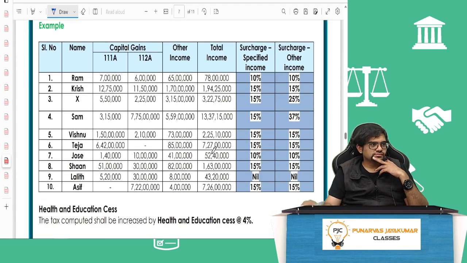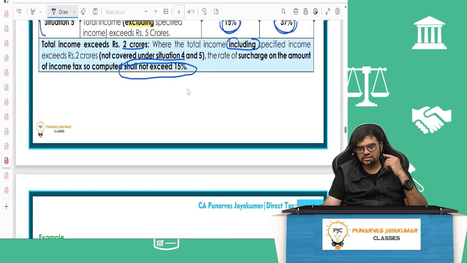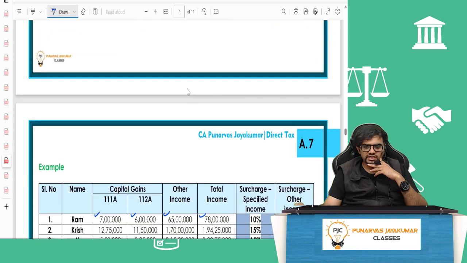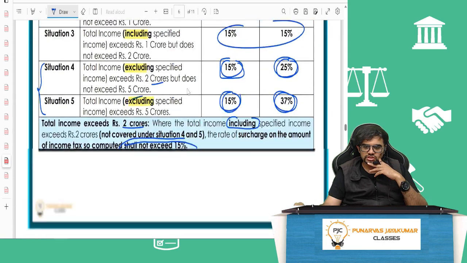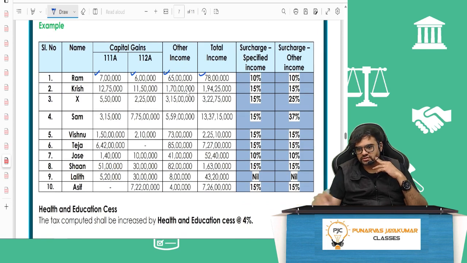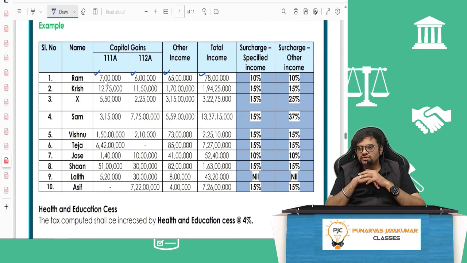Correct? Page A7. Name, Ram. Capital gain income: 112A income. Short term capital gain 7 lakh. Long term capital gain 6 lakh. Other income 65 lakhs. What's the total income? 78 lakhs. This will come under which situation in the table? Situation 2 or 1? 78 lakhs, so situation 2 it will come. For specified income, how much is the surcharge? 10%. What is the specified income? 7 lakh plus 6 lakh. For 13 lakh, what is the surcharge? 10%. Once you calculate the tax on it, on that, surcharge 10%.